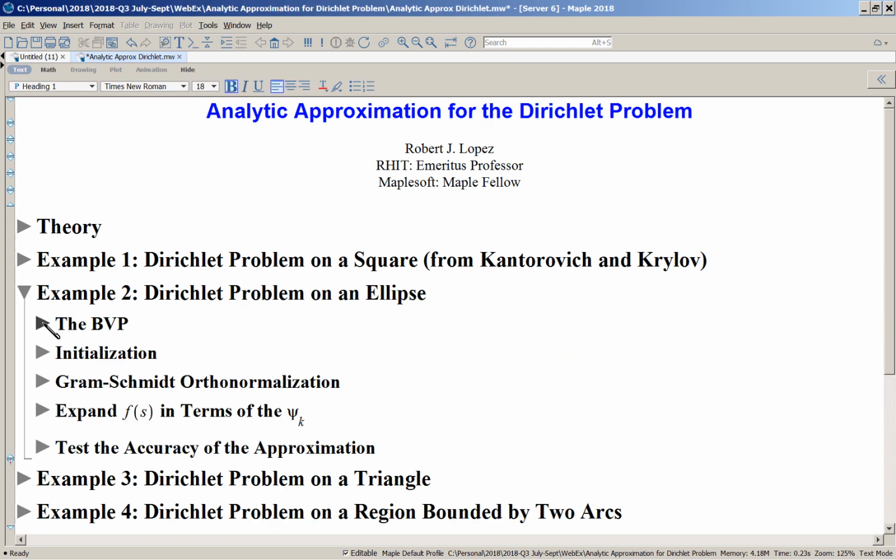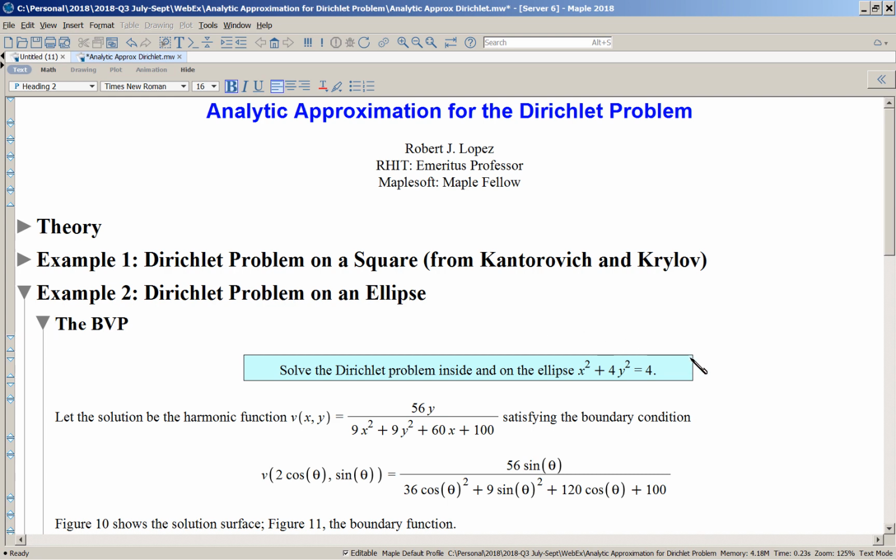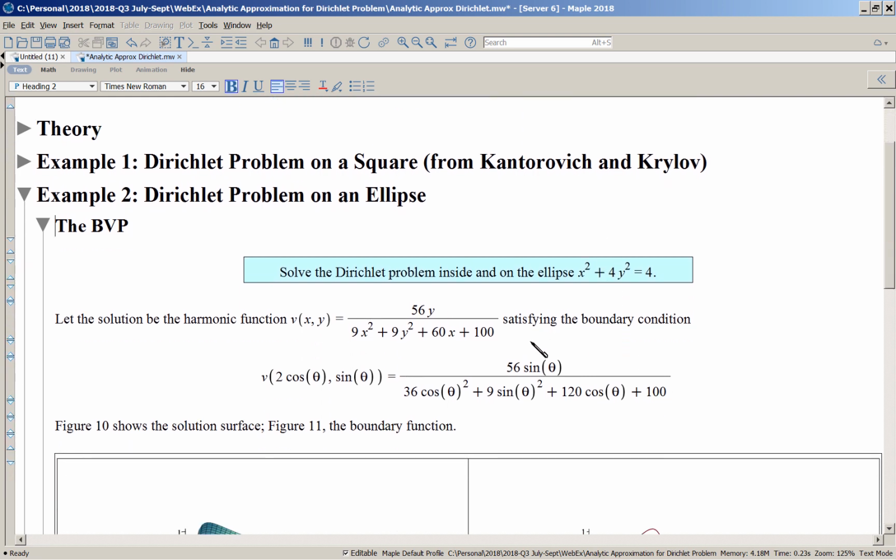First of all, for the ellipse, what is the boundary value problem? Well, here is the bounding ellipse. It's -2 to 2 this way and -1 to 1 this way. I started with a harmonic function. I rummaged around, found a harmonic function, and for the boundary data, I simply evaluated this function on the boundary of the ellipse. So here's my boundary data.